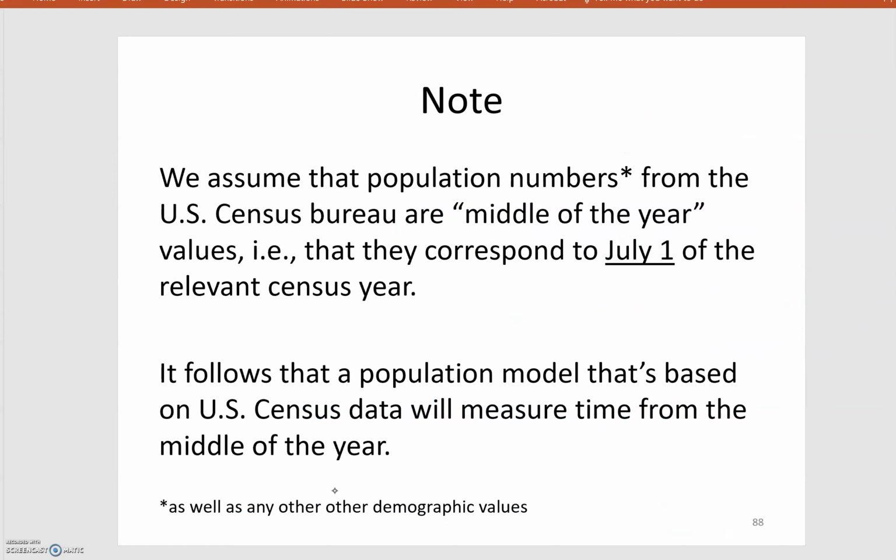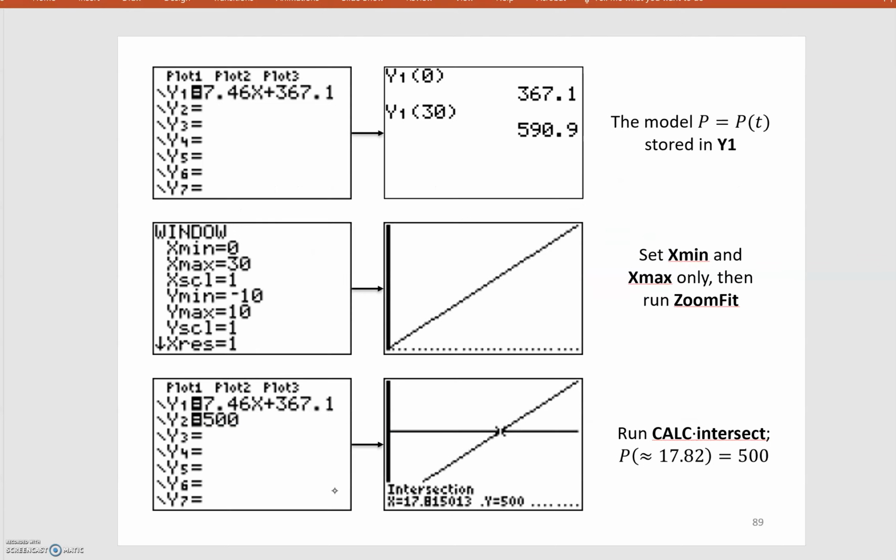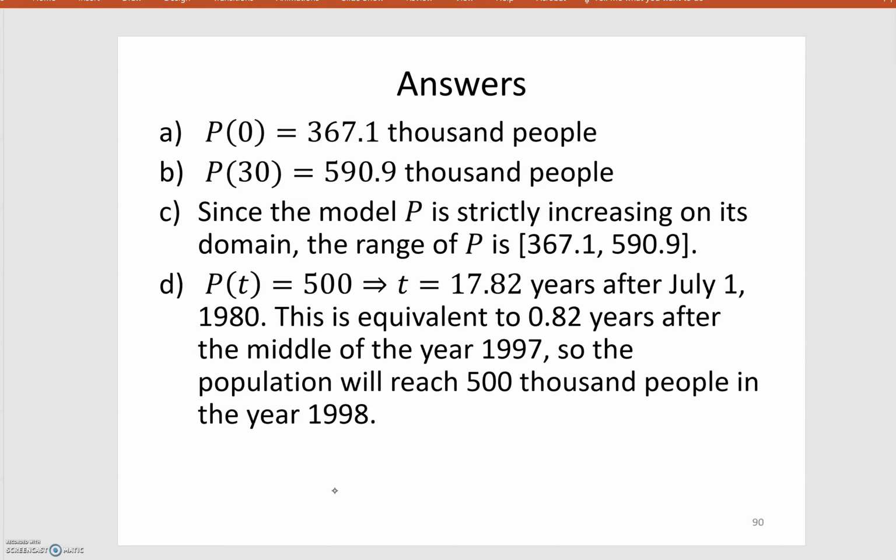Okay, now notice that corresponds to July 1st. Whenever we have a population model based on U.S. Census data, we're going to assume this. We're going to measure time from the middle of the year, okay? Now, I just did all these computations, and there you see the answer. Okay, and finally, here's our answers listed in a slightly more legible format.